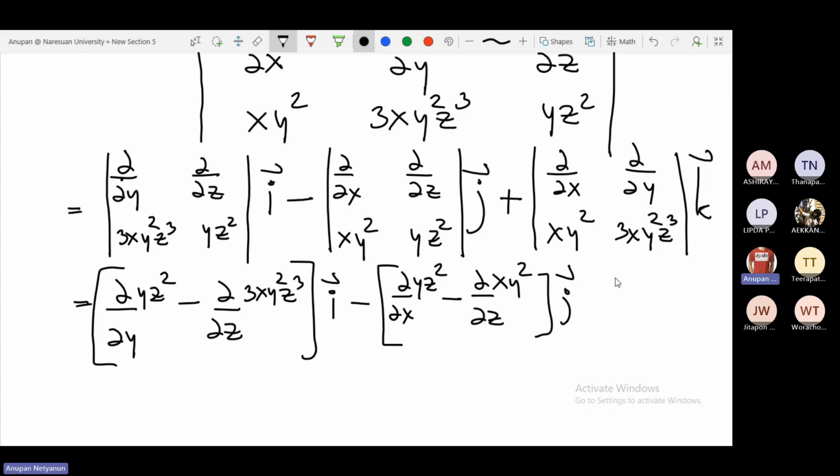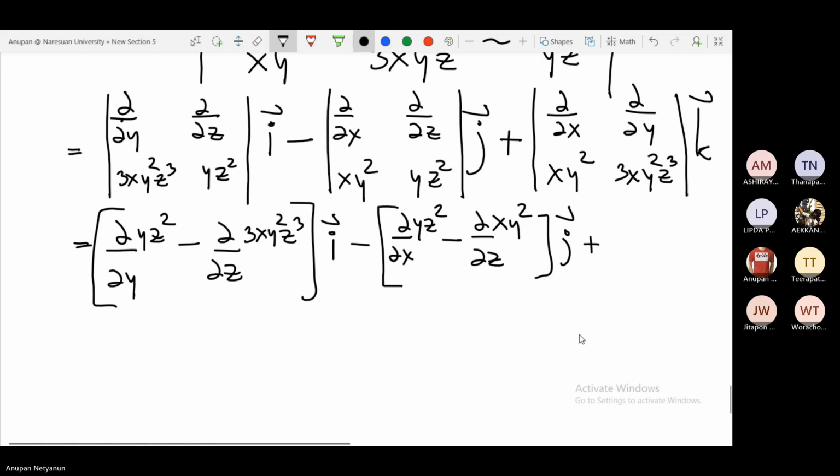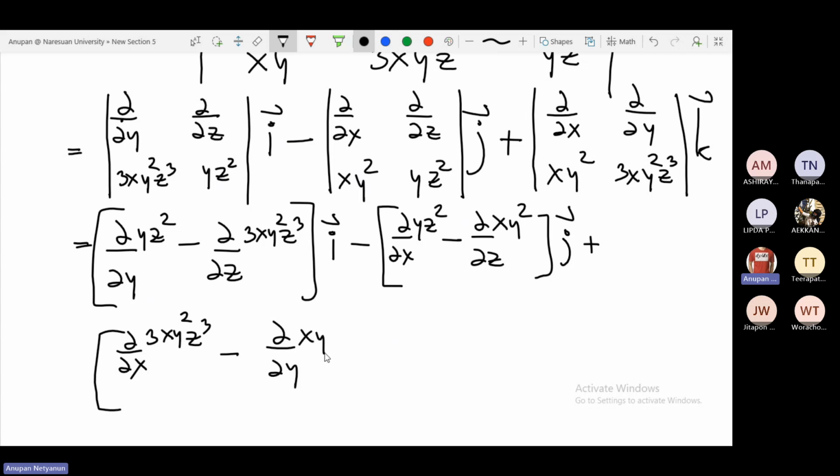Okay, plus same thing, multiply down, positive, so partial by partial x times this, which is 3xy squared z cubed, minus, multiply up, so partial by partial y, xy squared, K.